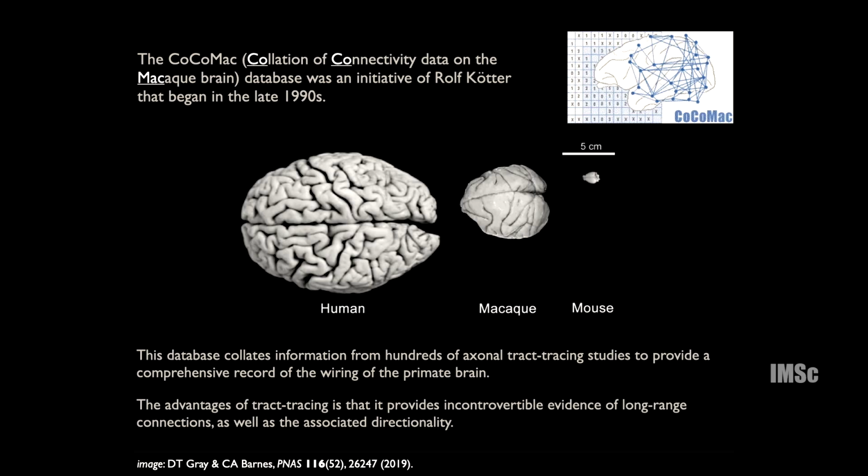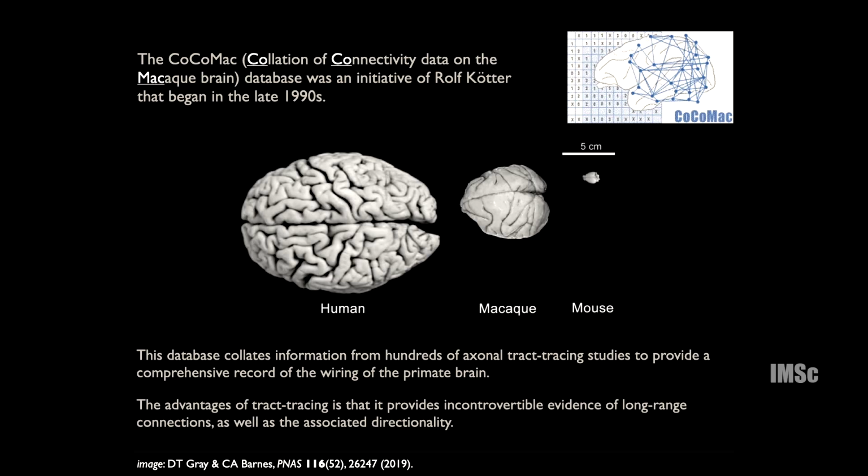This is done over different studies over a long period of time, with different protocols and so on. So it's a very mixed bag in terms of the consistency of the data, but at least it's a start. It's not like there's one experiment where they did everything. That would be invaluable, but this is pretty good. This is done over hundreds of such axonal tract tracing studies, and so this gives a fairly comprehensive record of the wiring of this brain.